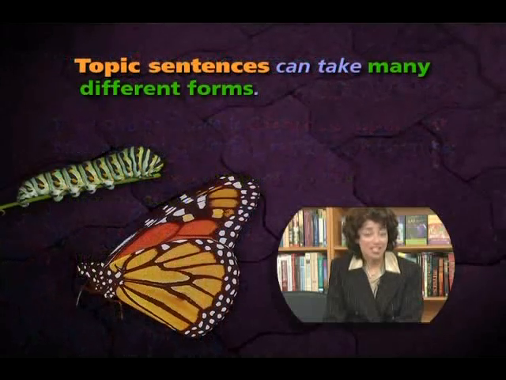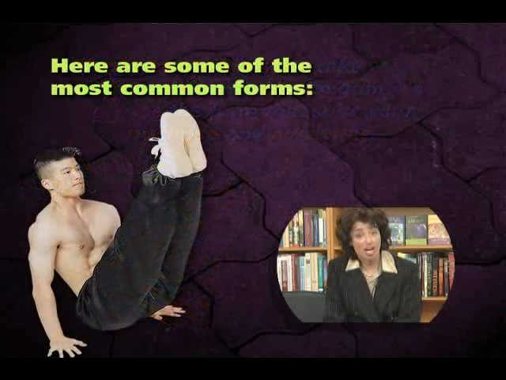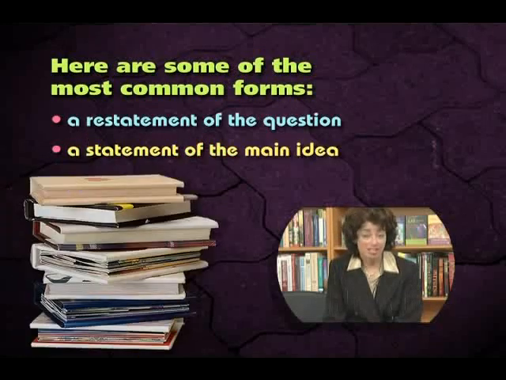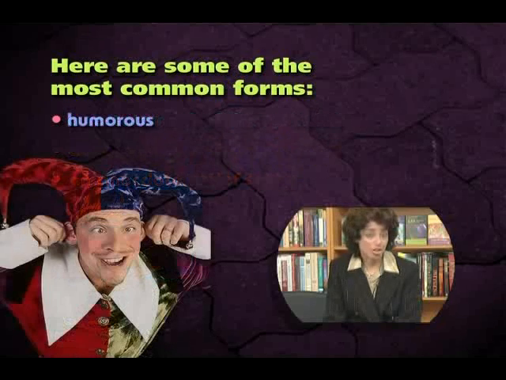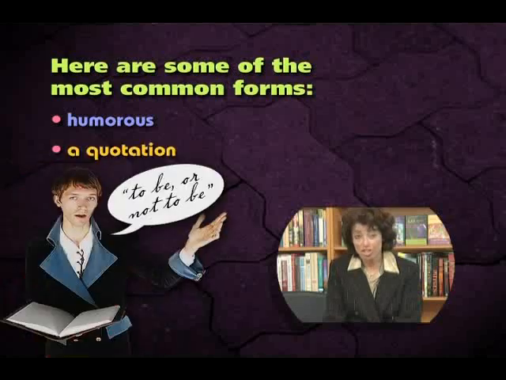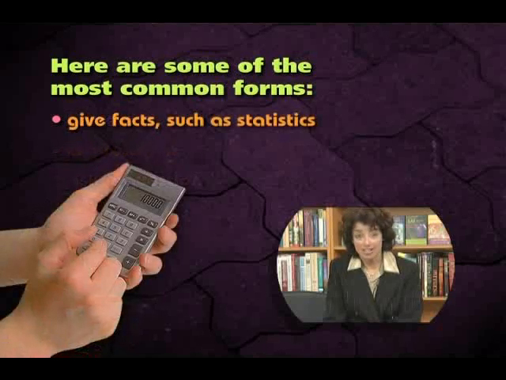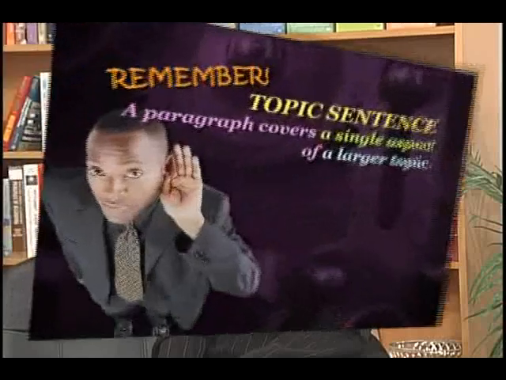Topic sentences can take many different forms. You're going to choose the form that suits your purpose and your audience. Here are some of the most common forms. It can be a restatement of the question, a statement of the main idea, an anecdote, which is a brief story. It can be humorous. You can use a quotation as your topic sentence. You can ask a question, or you can give facts, such as statistics. I explain each method in detail and give examples in Program 7, Introductions and Conclusions.